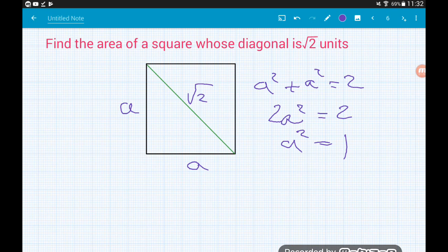Now that there has actually given us the area of our square. Remember, to work out the area of a square, you do the base times the height, which here would be A times A, which would be A squared. A squared equals 1. The area of the square is 1 square unit.